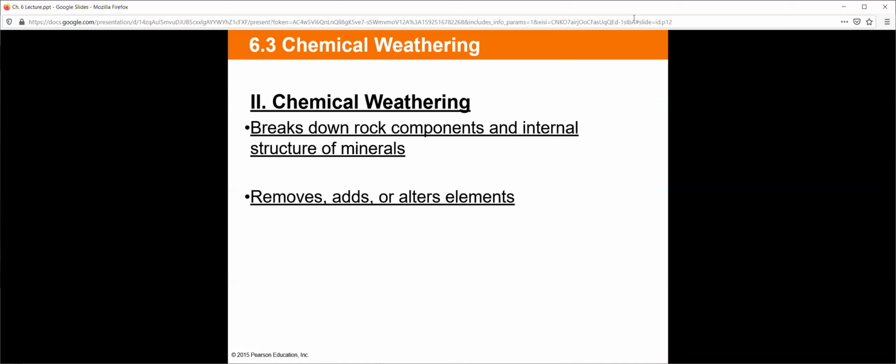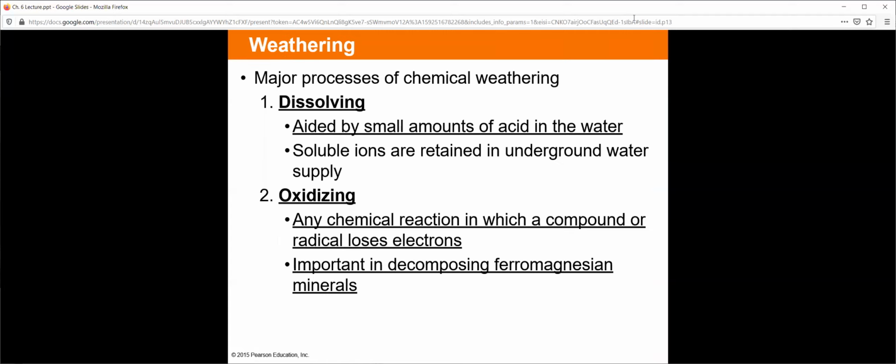Beyond mechanical weathering, we can have chemical weathering. This is, as the name suggests, a chemical breakdown of the rocks and minerals by removing, adding, or altering the elements that make up the geology. The major processes of chemical weathering include dissolving or maybe oxidizing. Dissolving is usually aided by some acid, and it's kind of what it sounds like, the rock dissolving in some way, shape, or form, given the soluble ions in the groundwater supply.